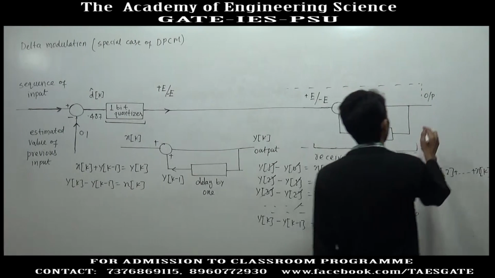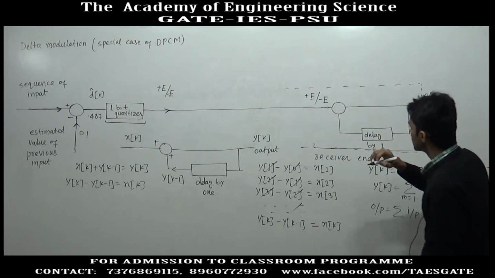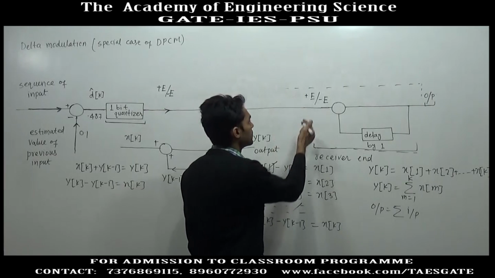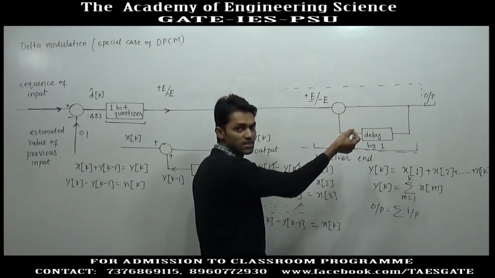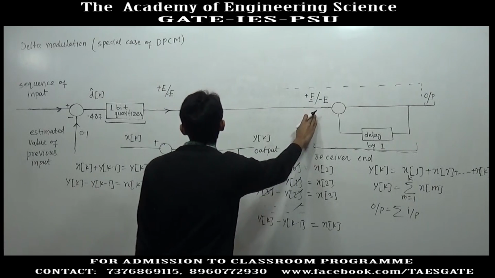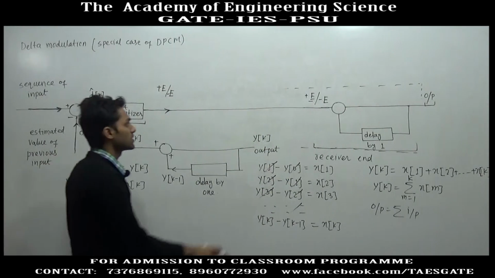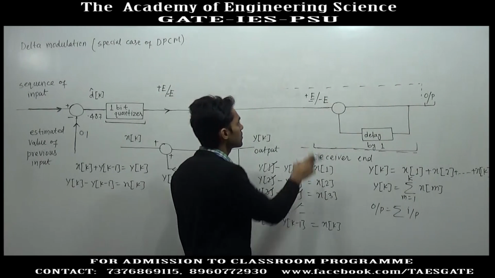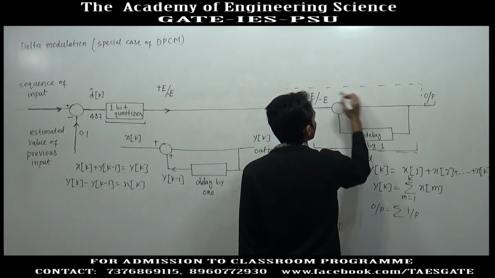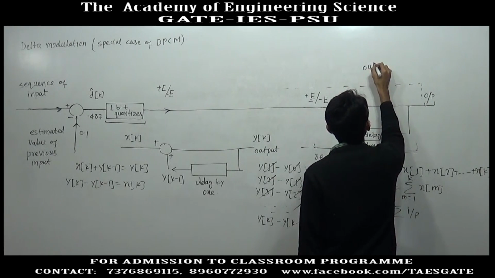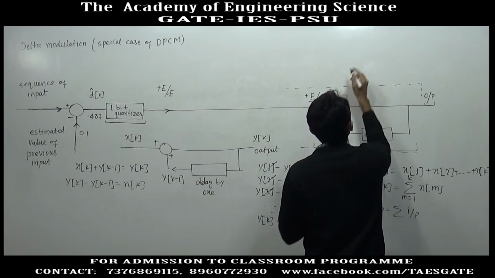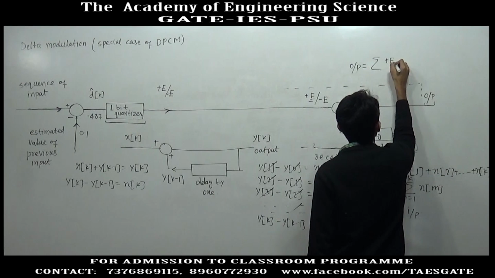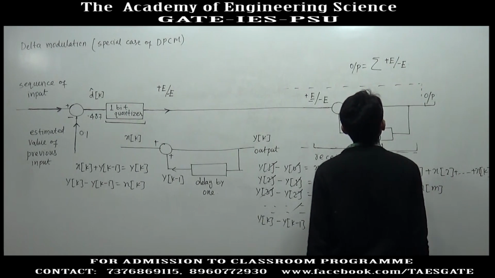So, here we will have output is nothing but summation of all the input sequence. And what is the input sequence? There are only two types of input. Either it is input at the receiver, and this input is nothing but the output of the quantizer, and this can be either plus E or minus E. So, output is nothing but the summation of plus E or minus E. So, here we can write the output of receiver is equal to summation of plus E or minus E.